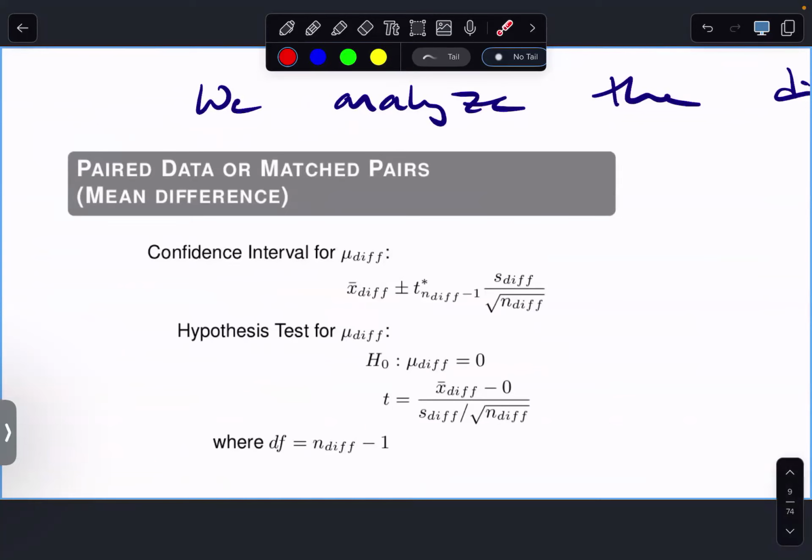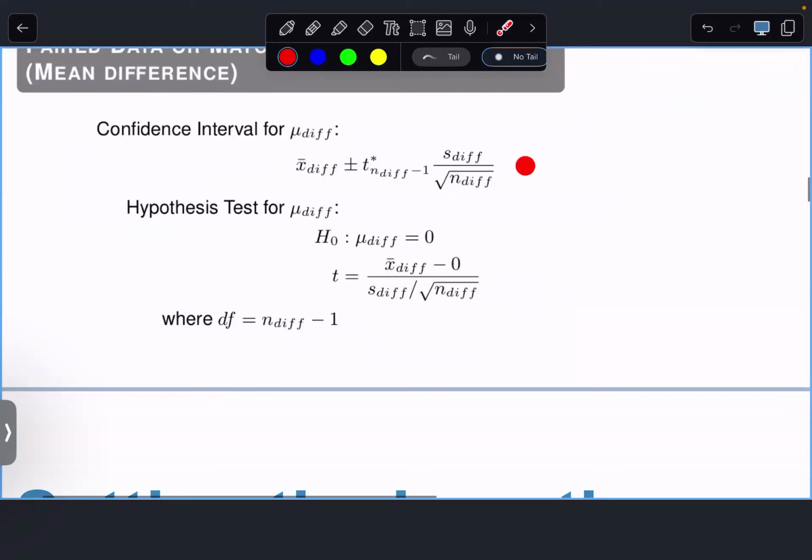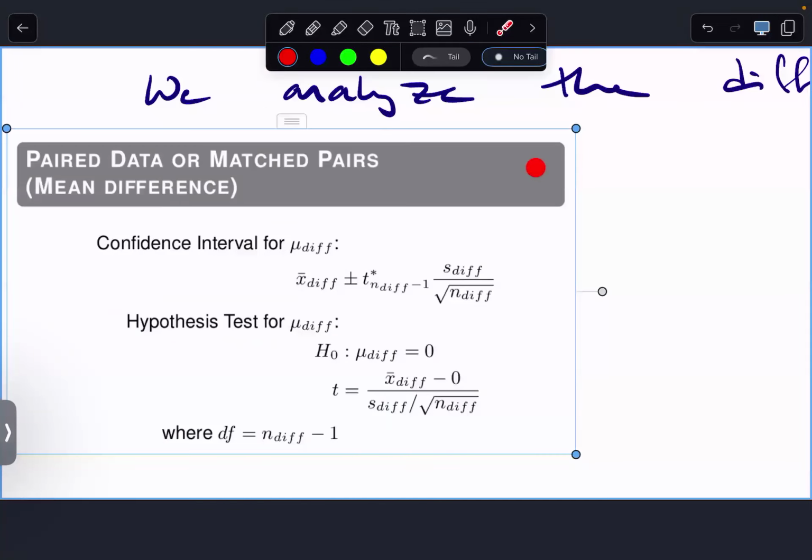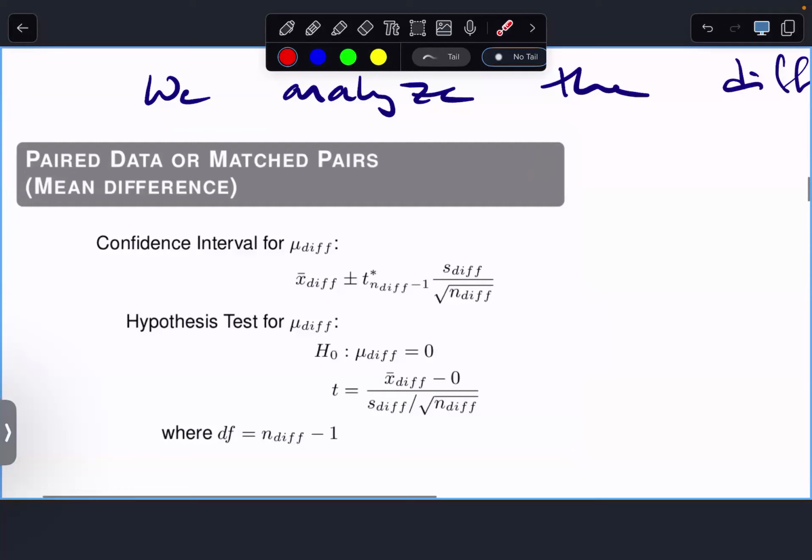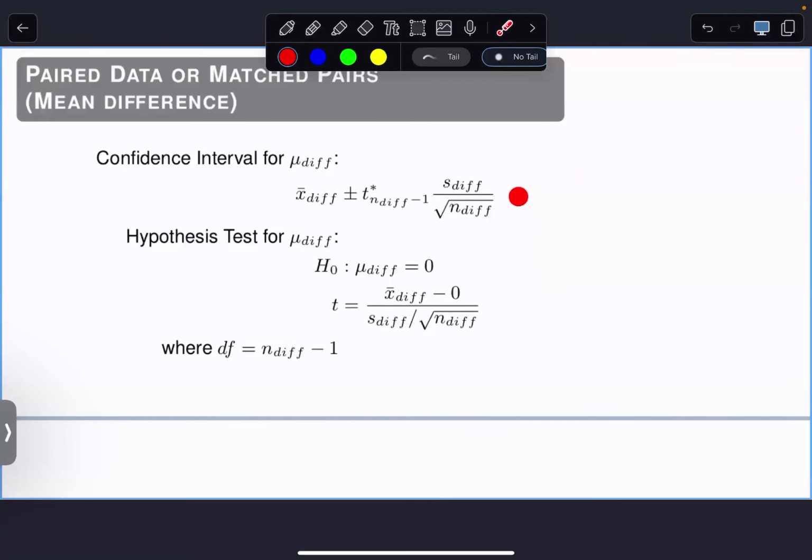So everything just has a little diff on here, and everything stays the same, s diff over the square root of n diff, right? And so as long as we have all that same information, then we can make a confidence interval. So the same information that we needed for our one sample mean, we need again, just of the differences. Now, of course, I'm not going to make you calculate that on the test. I'll give it to you usually in a table form or in word form.